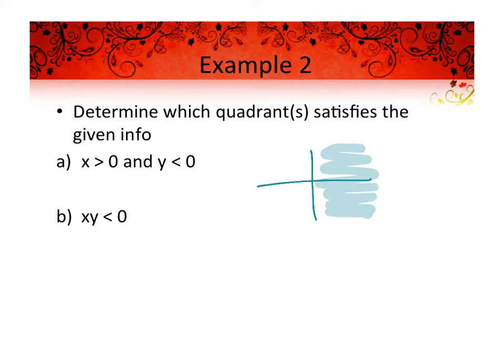And then the word and means that both of these have to be true, right? So where is the y greater than 0? Or sorry, less than 0? It'd be 3 or 4, but because we're saying and, right, we're looking at just where they overlap, which would be quadrant 4.